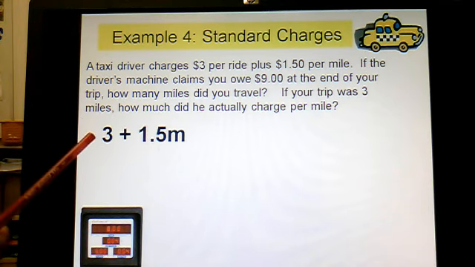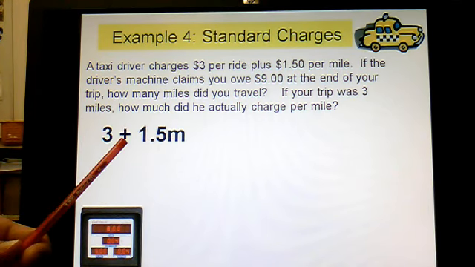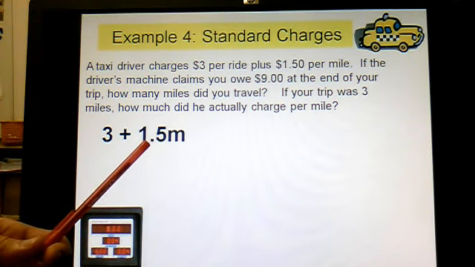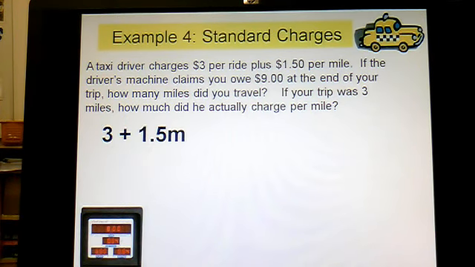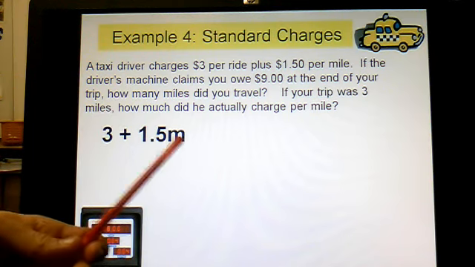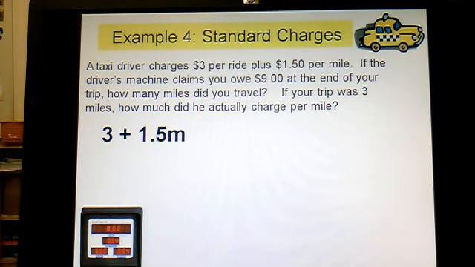And of course you can easily come up with $3 plus $1.50, and there's 1.5 times M, meaning miles. If you drove 10 miles, this would be 10 times $1.50, it would be $15. And that's got to be equal to 9 in this case. Of course, it's got to be less than 10 miles.